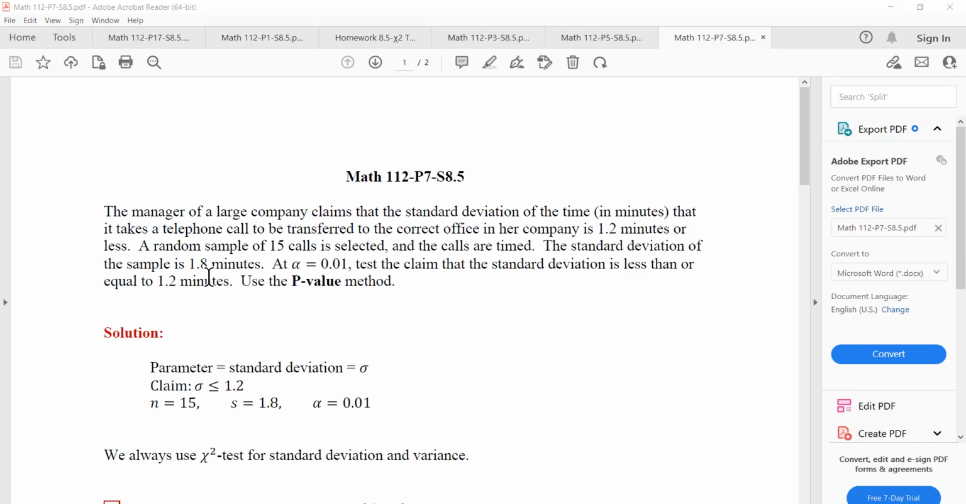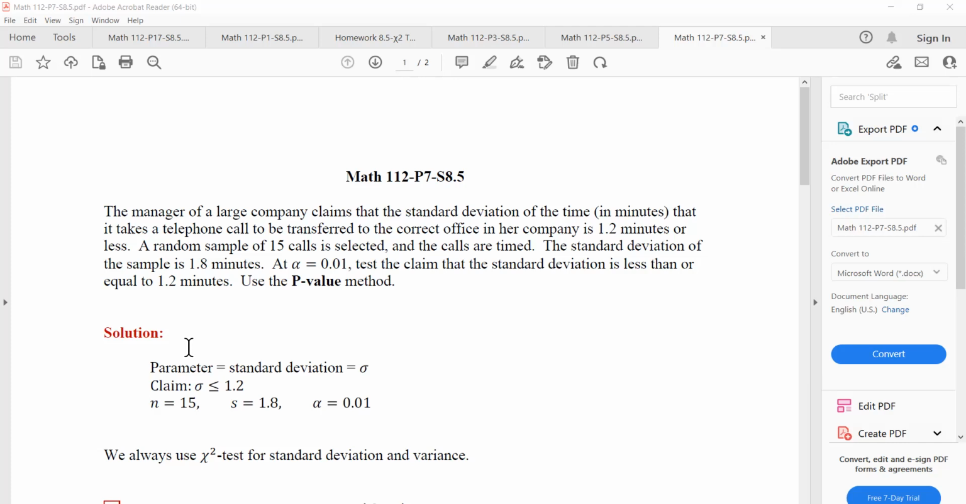Okay, at alpha equals 0.01, what are we testing? Here it is. Test the claim that the standard deviation is less than or equal to 1.2 minutes. Use the p-value method. So this will be good. This gives us a chance to look at the p-value method. So again, start like we start every hypothesis test. What is the parameter of interest? It's the standard deviation, sigma.